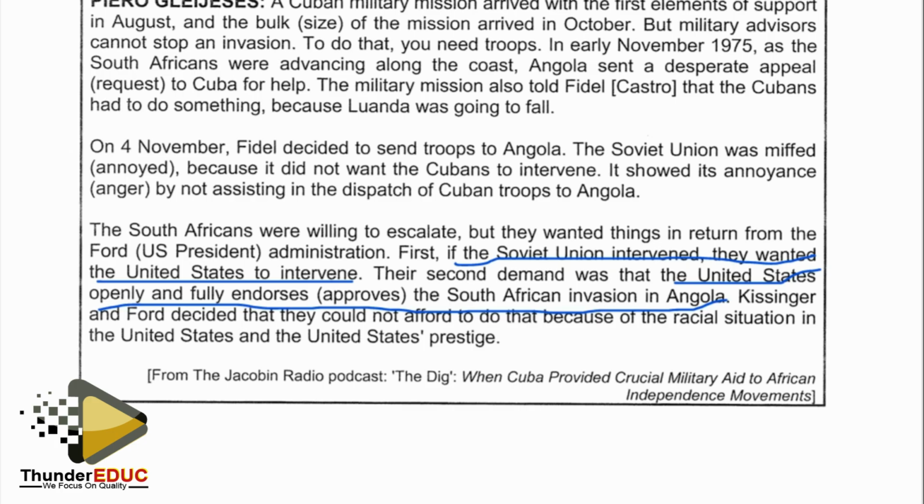They wanted full approval, or they wanted America to fully disclose to the world that we are now having South Africa also being involved in the politics of Angola. Those were the two demands that were put by the SA Defense Forces as they got involved in Angolan politics. Right, we'll move on to the next question.